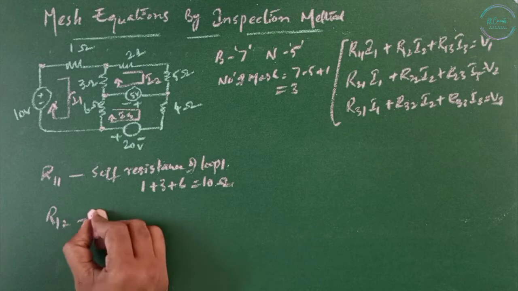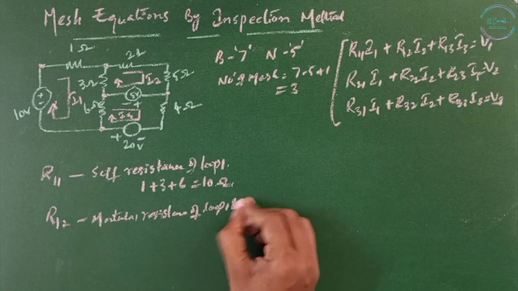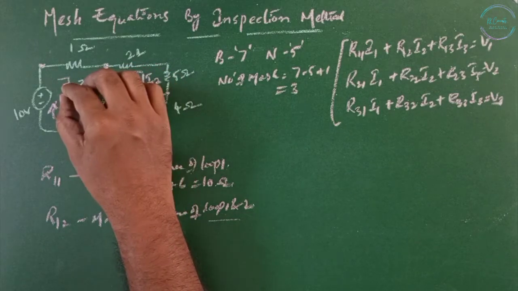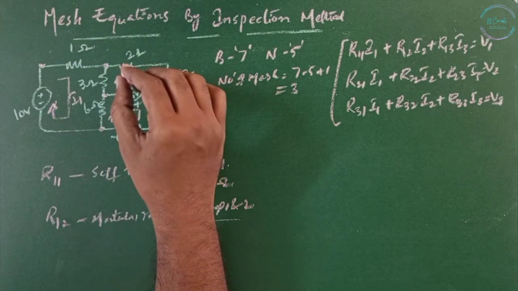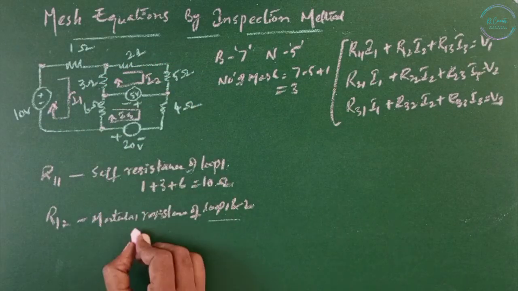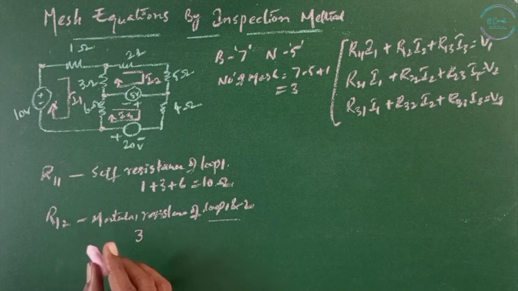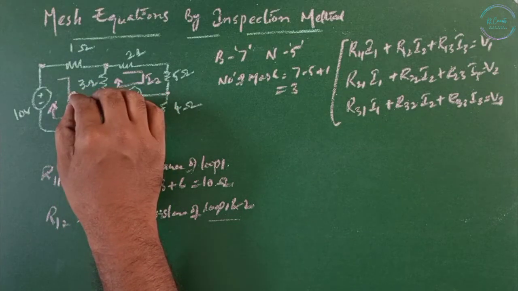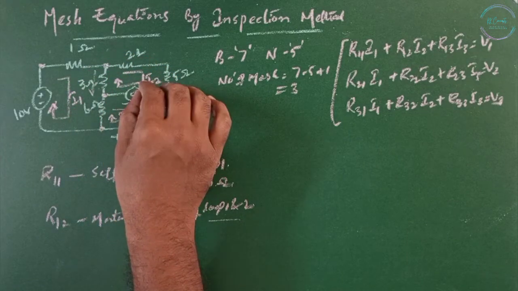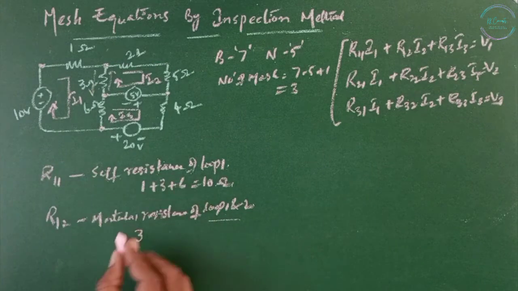R12 is the mutual resistance of loop 1 and 2. We need to observe loop 1 and loop 2. This is loop 1 and this is loop 2. The common resistance between 1 and 2 is 3, so we have 3 ohms. Is the sign positive or negative? It depends upon the loop currents. I1 is coming from top to bottom of the 3, whereas I2 is going from bottom to top of the 3. So it is in the opposite direction, negative sign.